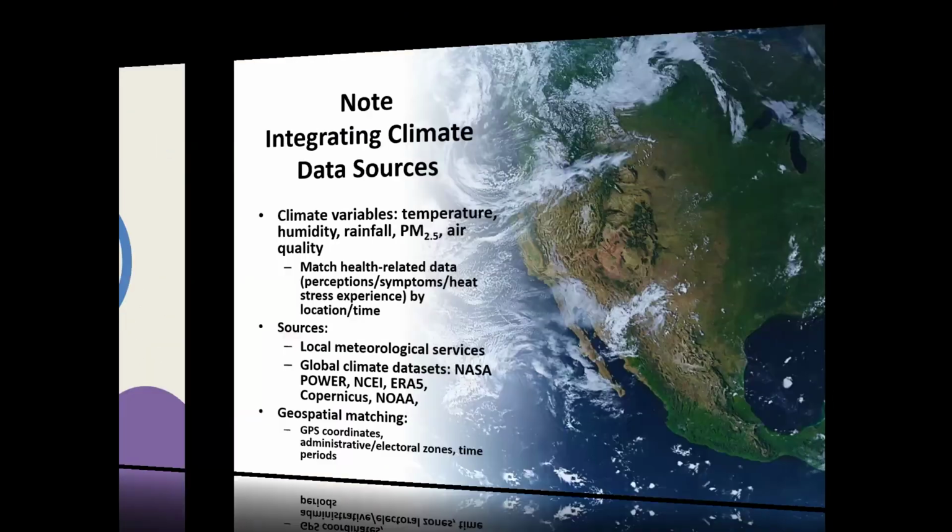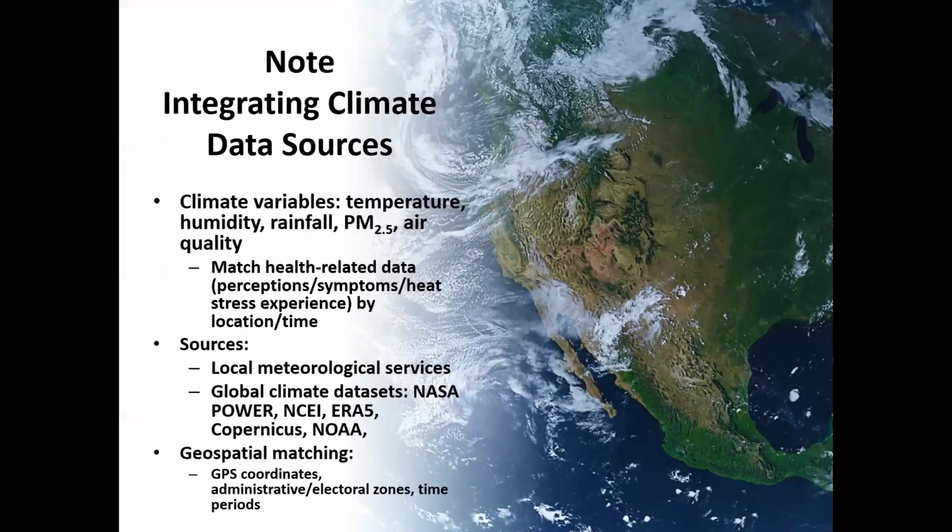As it relates to the climate data, you have to be careful about ensuring that you integrate your climate data source with your health-related data. So there are different climate variables that you may be looking at: temperature, humidity, rainfall. If you're looking at asthma admissions and how the climate affects those and the seasonality around it, you want to ensure that you match your health data by the location and time.